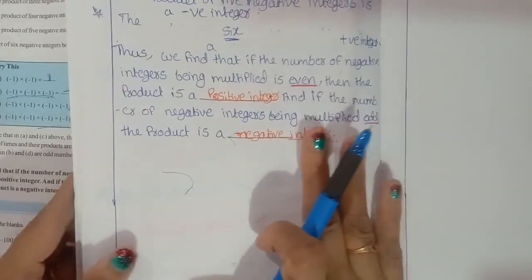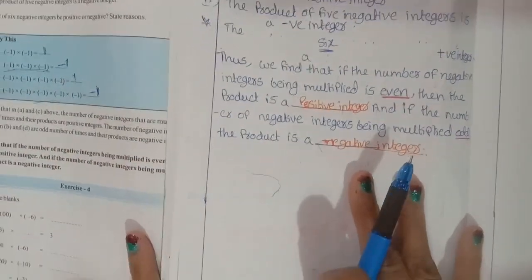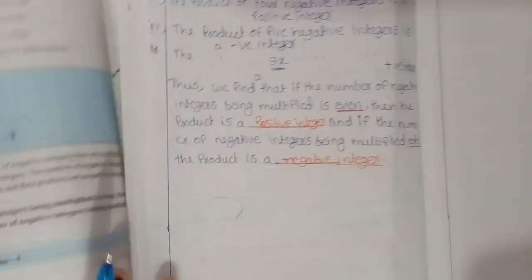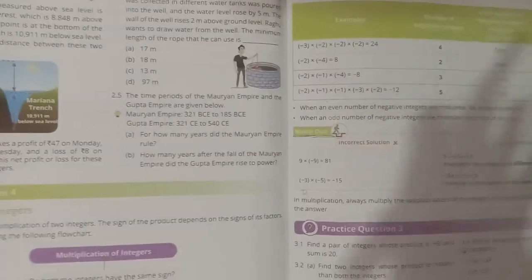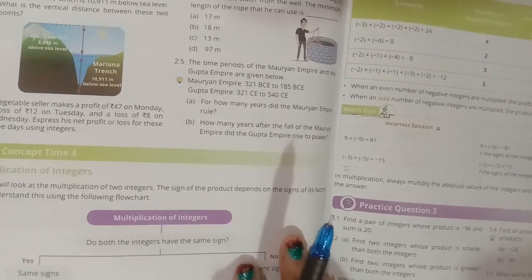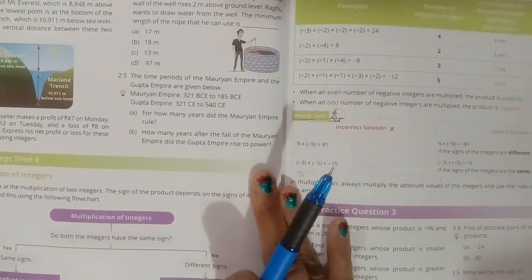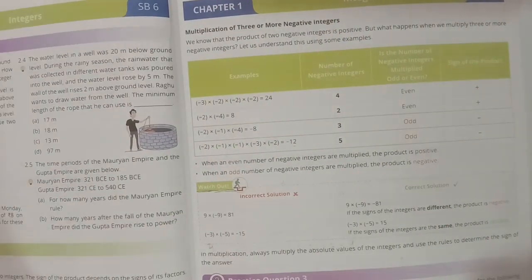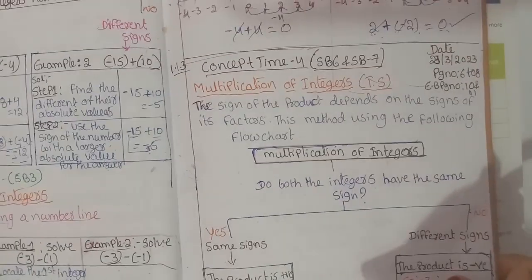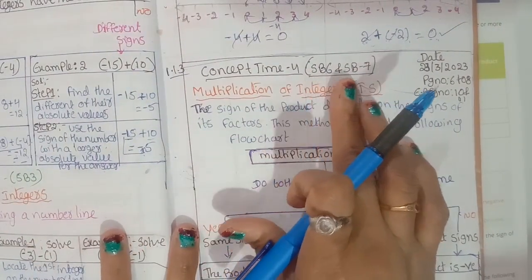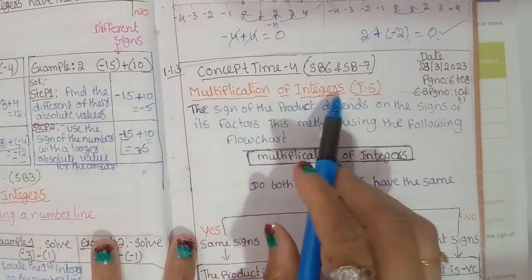Our multiplication part is over. Next, today we will learn from another book, part 2 only. In our same topic and concept, time 4, page numbers 10 and 11, SB 6 and SB 7. Today we will learn multiplication of integers.